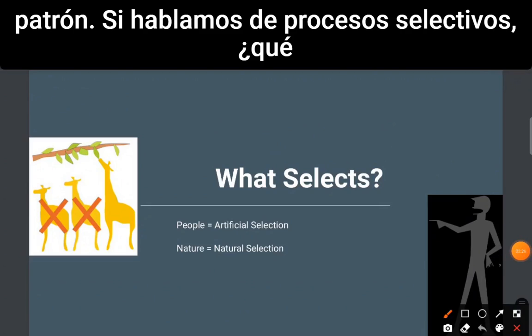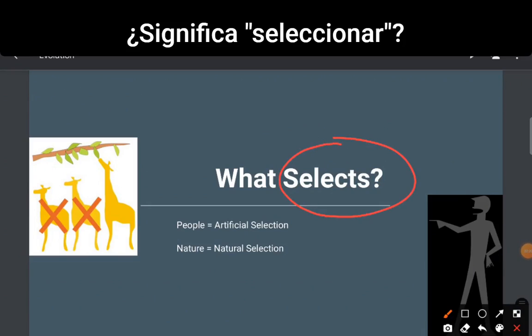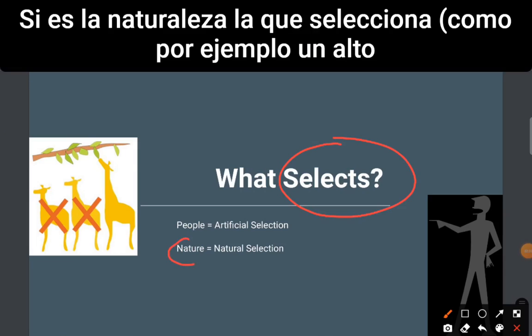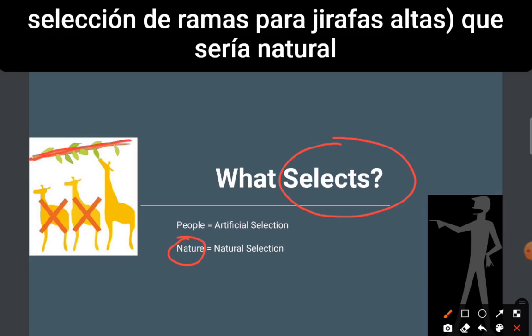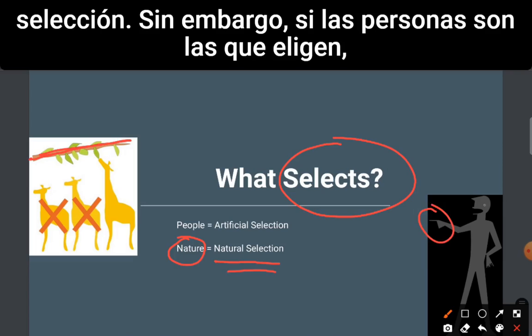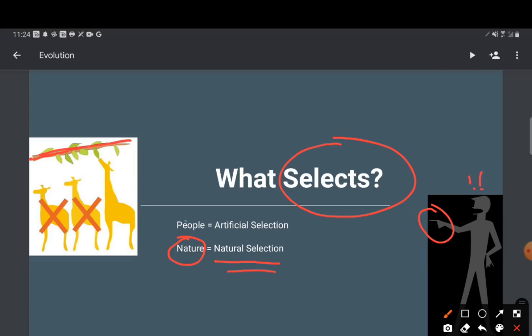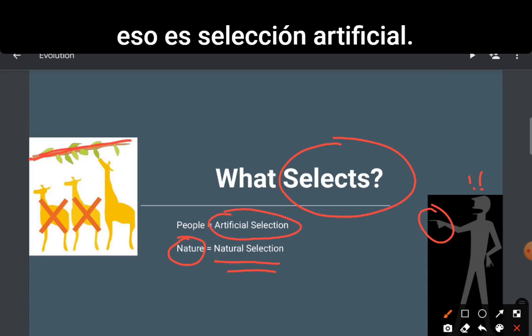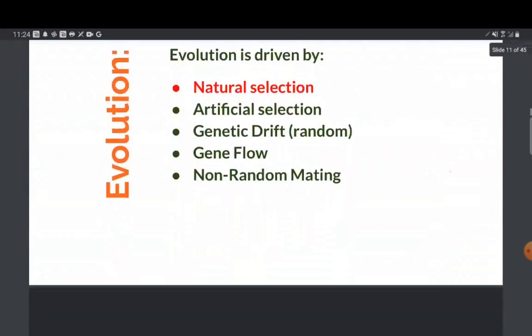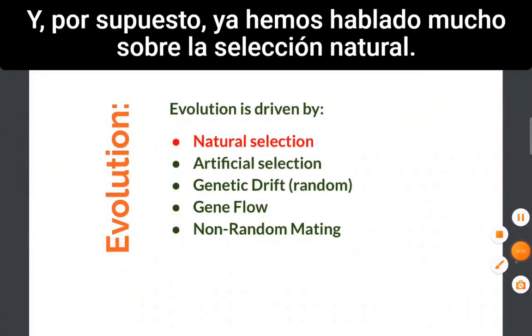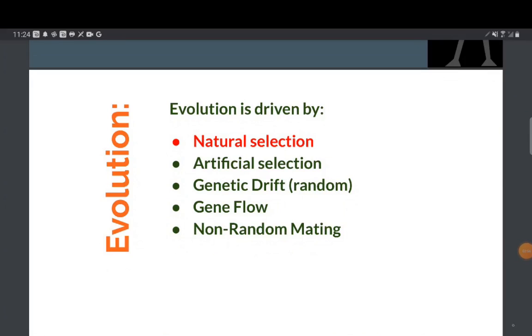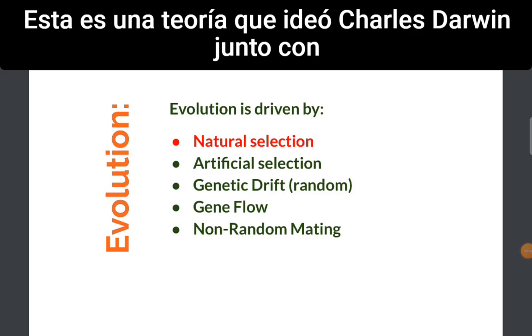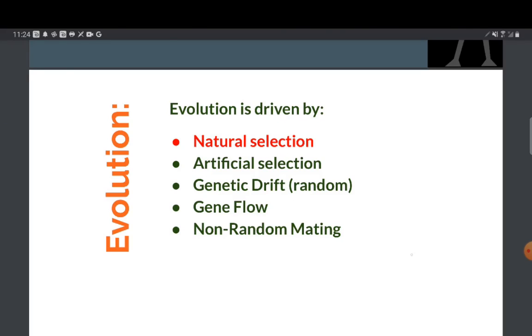If we're talking about selective processes, what does it mean to select? If it is nature that is selecting, like for example, a tall branch selecting for tall giraffes, that would be natural selection. However, if people are the ones that are choosing, that is artificial selection. And of course, we've already talked a lot about natural selection. This is a theory that Charles Darwin came up with, along with Wallace.